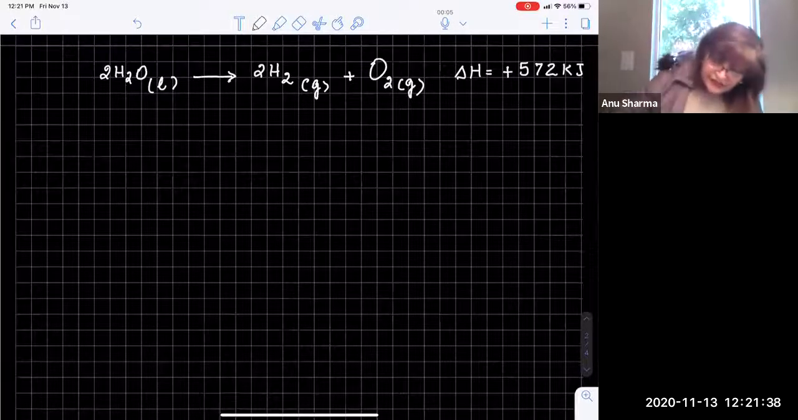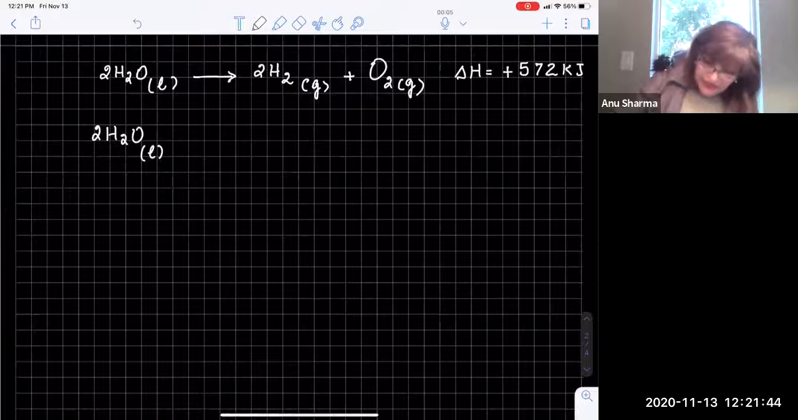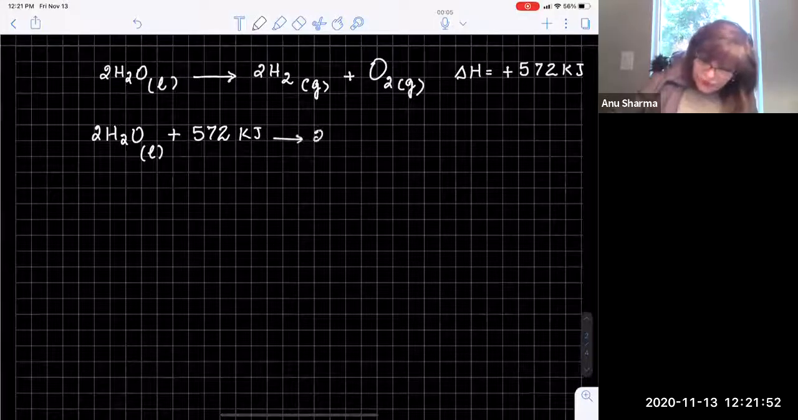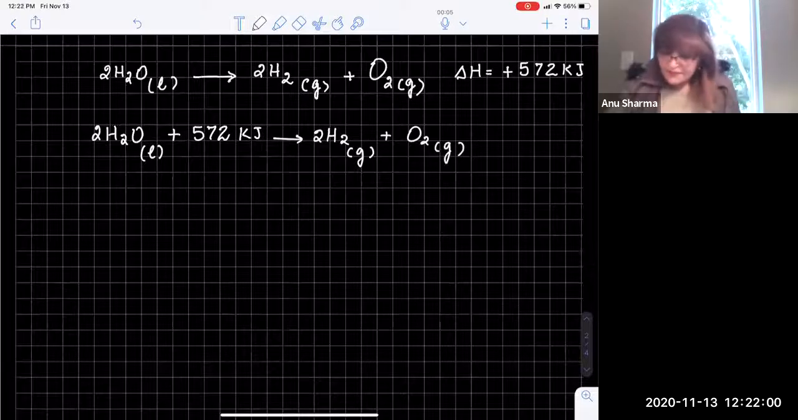Another way of writing the same reaction is 2 moles of water, sorry, they are reacting with, or they need 572 kilojoules of heat to break up into 2 moles of hydrogen as a gas plus 1 mole of oxygen as a gas. All right, now comes the question here.